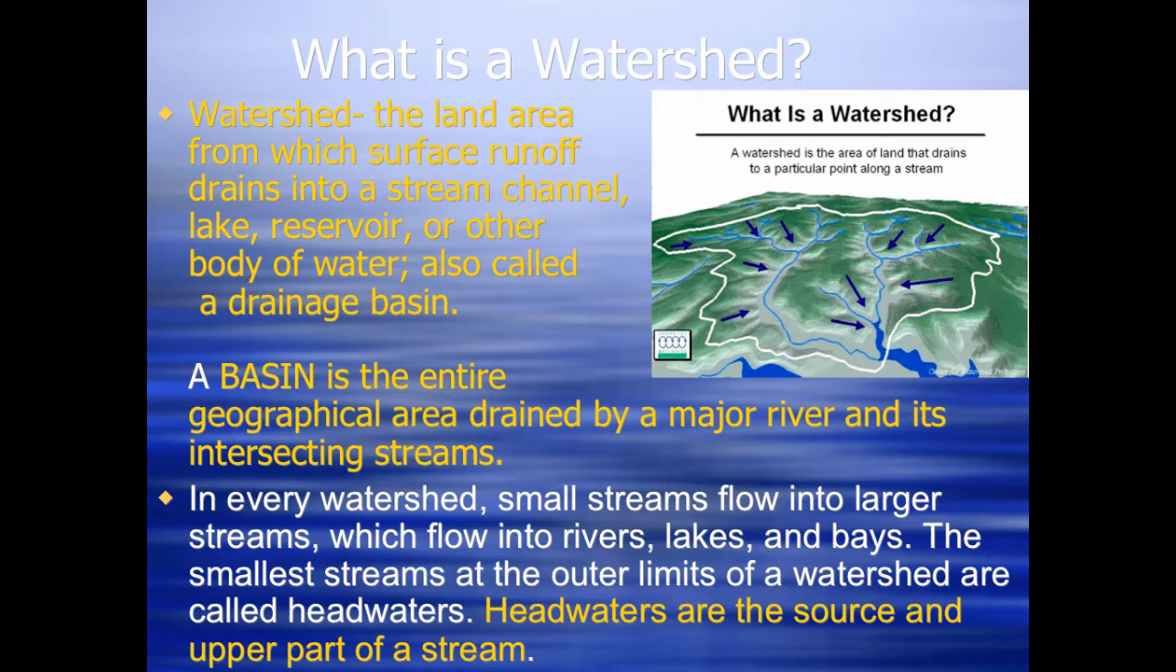A basin is the entire geographical area that is drained by a major river and its intersecting streams. In every watershed, there are small streams that flow into larger streams, which can flow into rivers, lakes, and even bays. The smallest streams on the outer limits of the watershed are what we call the headwaters. Headwaters are the source and the upper parts of the stream. So if we look at this picture, notice right here we're getting into bigger lakes and all the water's draining. Up here would be considered the headwaters. Notice the white area is showing you the watershed. That is the area of the land.